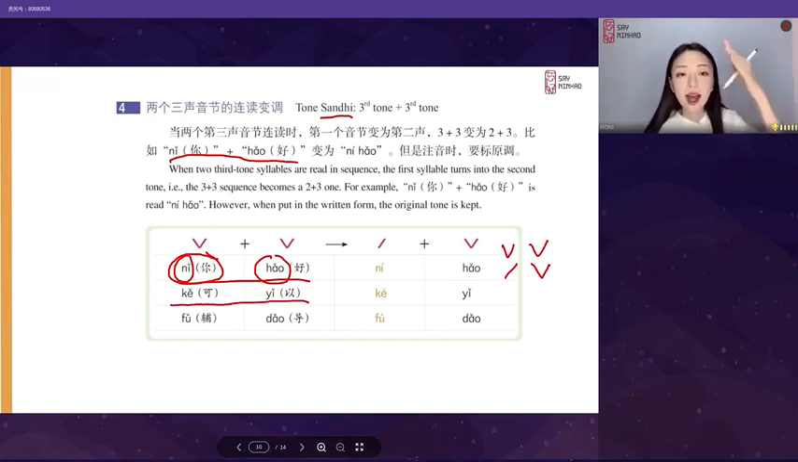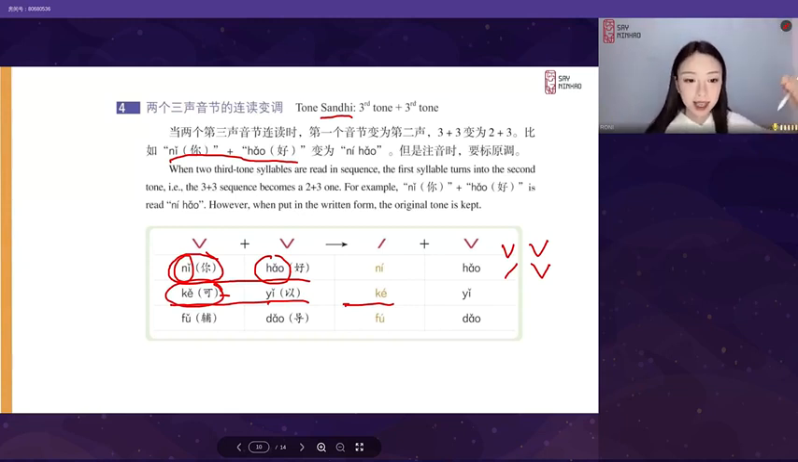可以. Two third tone words. And when we put these two characters together, 可以, it means be able to do something. So when we put them together, we should change the first one into second tone, right? So it becomes 可以. Read after me, please. 可以. Very good.